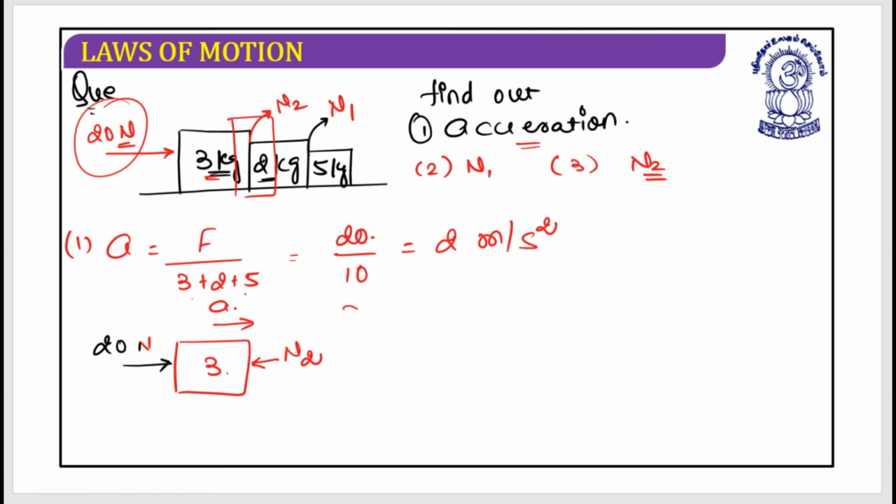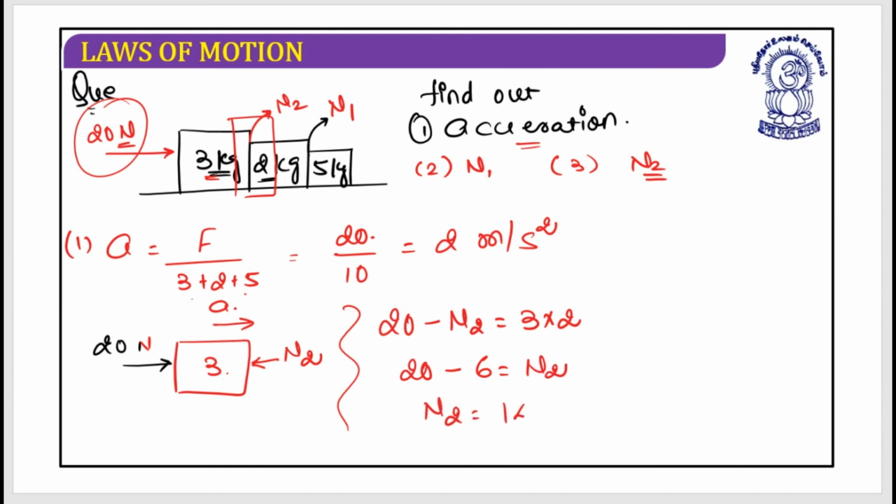So again the same concept: sigma F equals m into a. This is 20 minus N2 equals m into a, that is 3 into acceleration, which is 2. So 20 minus 6 equals N2, and this N2 equals 14 Newton. I hope this is clear. Is it clear? Okay, so this is N2. Now let's work for N1. You can have this 5 kg block.